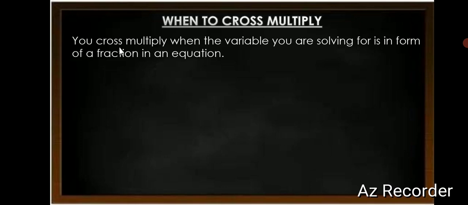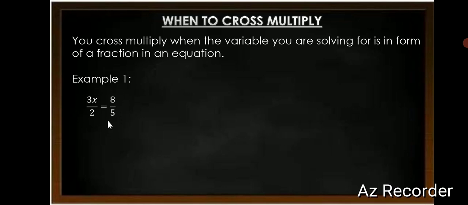You cross multiply when the variable you are solving for is in form of a fraction in an equation, which means this criteria must be met before you cross multiply. So let's take some examples. We have this first equation here, 3x over 2 equals to 8 over 5. Does this meet the criteria for cross multiplication?